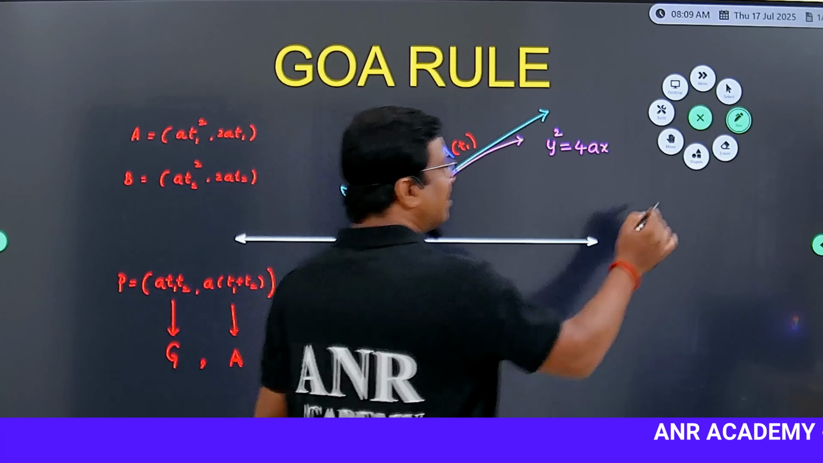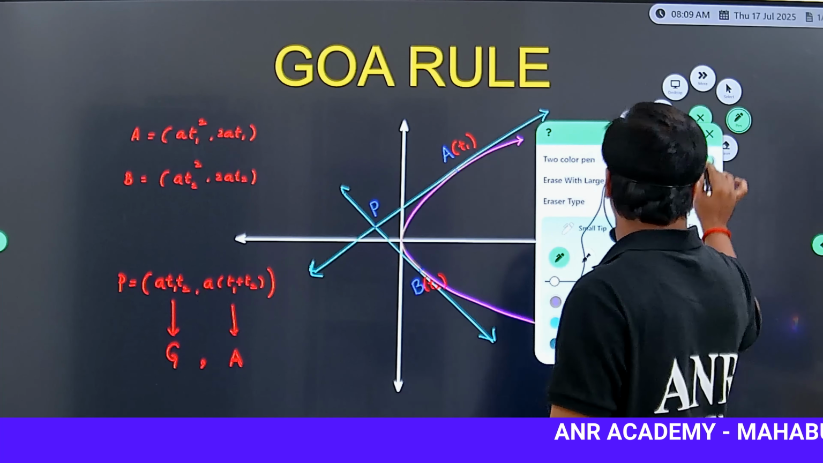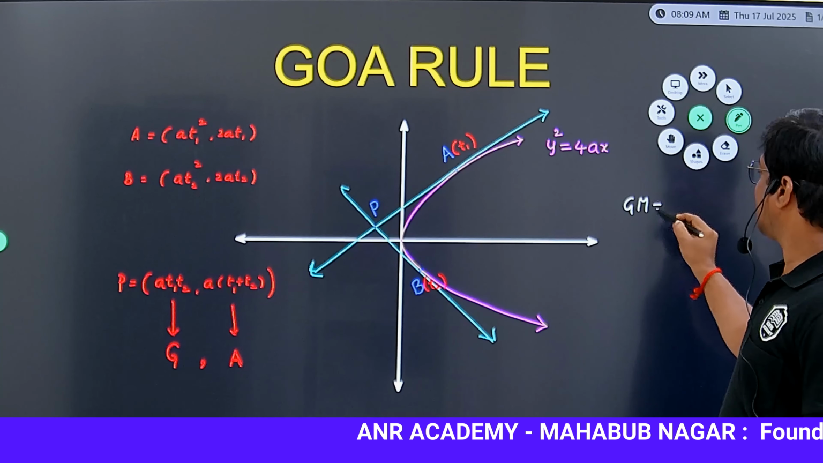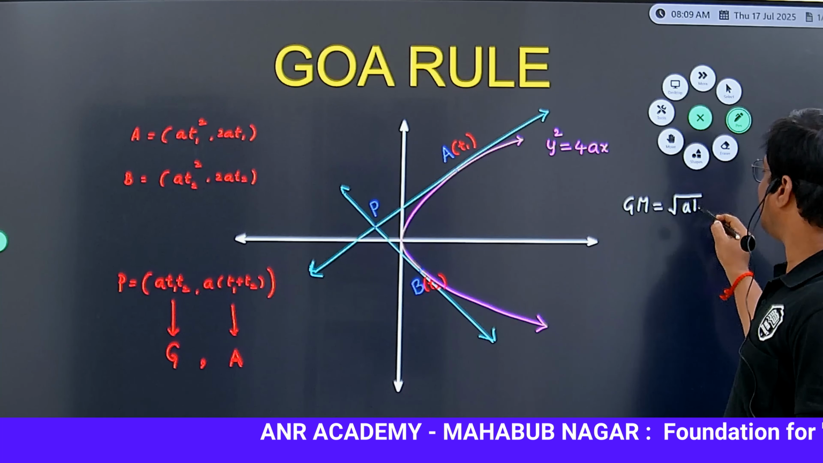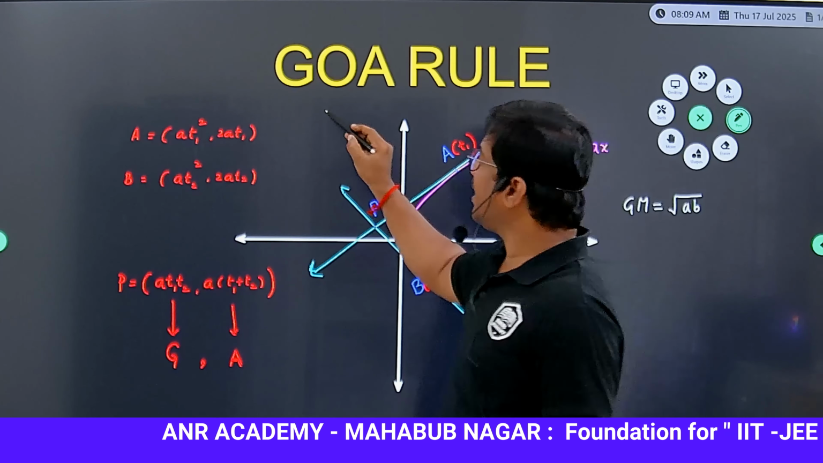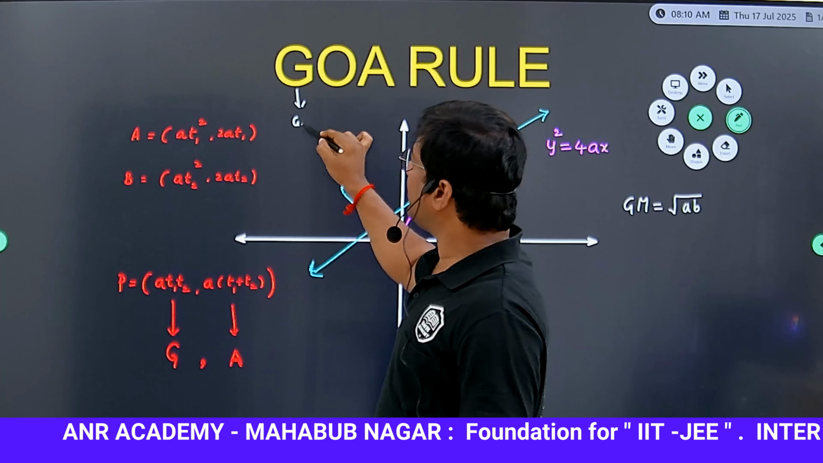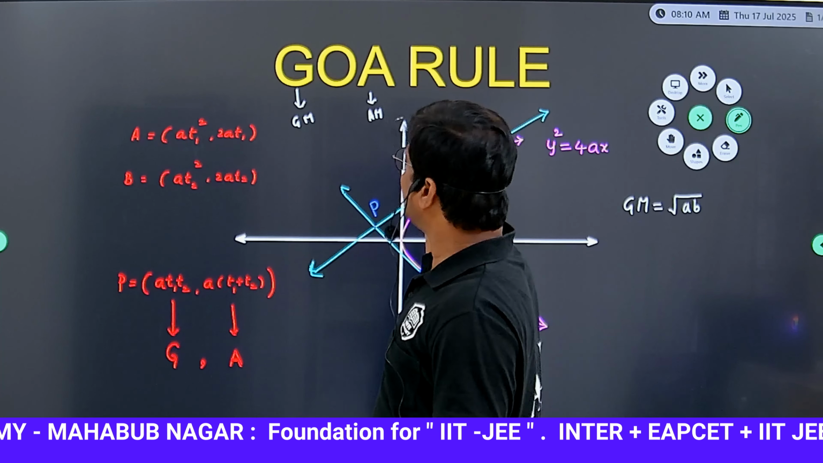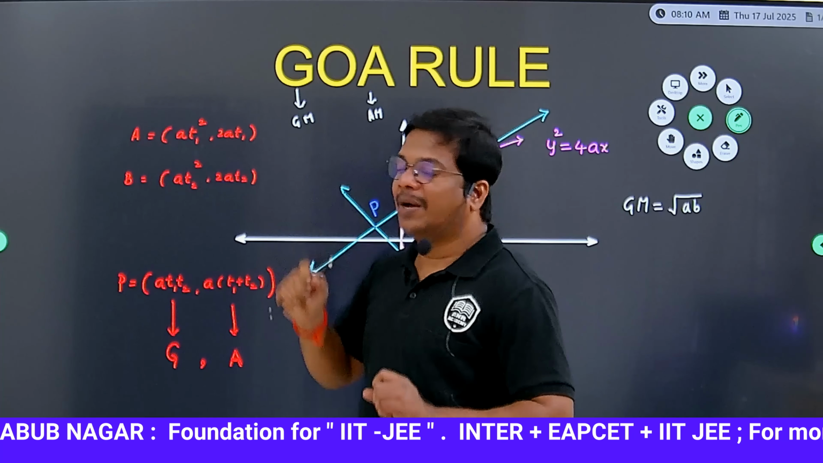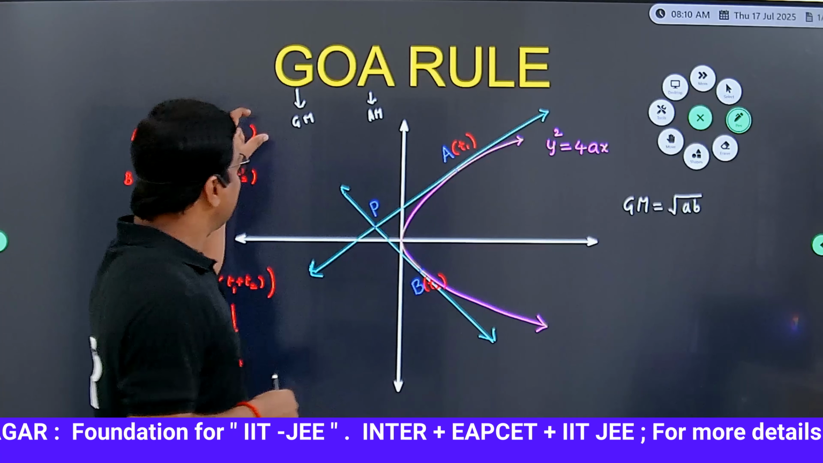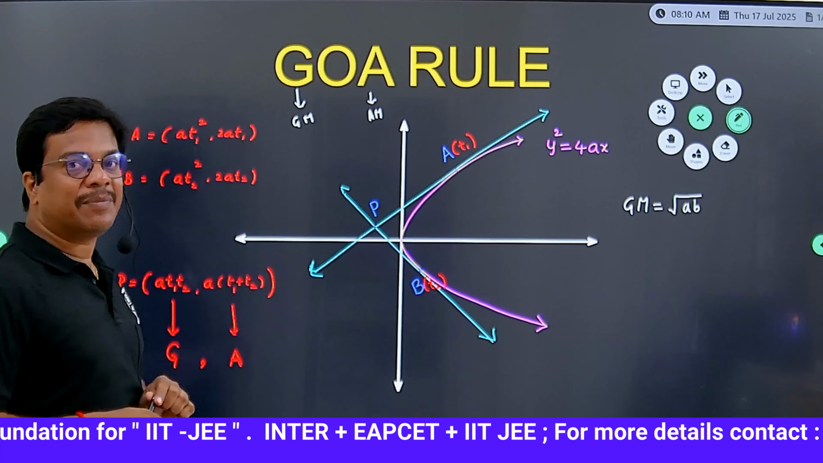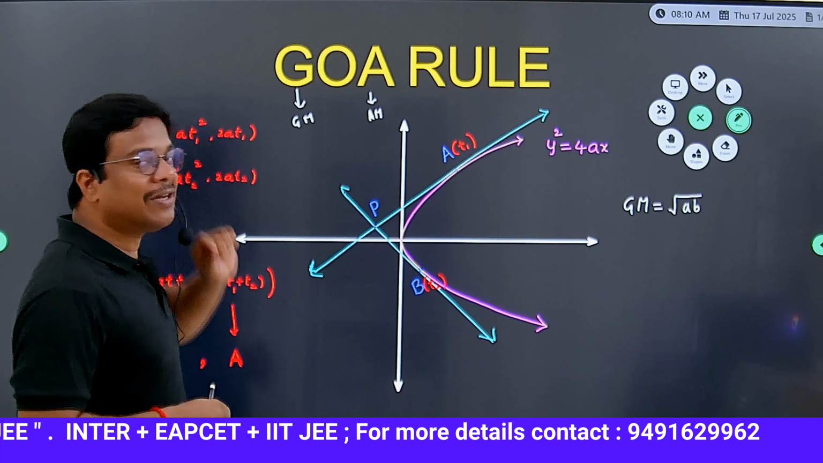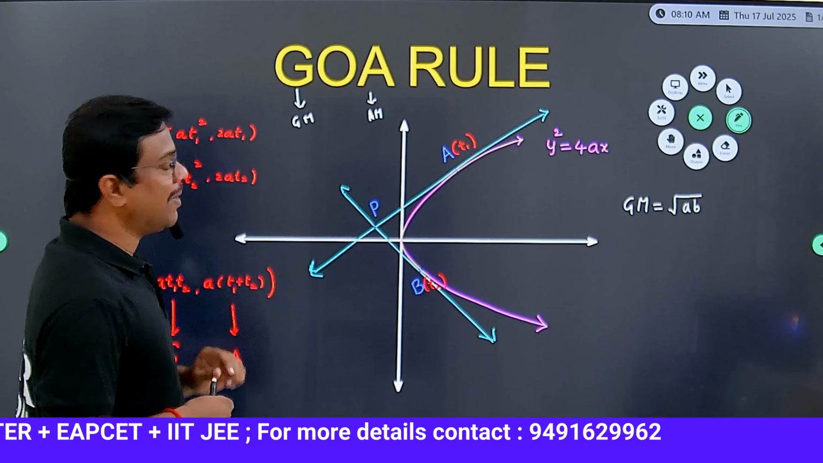We know that geometric mean can be written as root over a into b. Here G indicates geometric mean and A indicates arithmetic mean. Here geometric mean is taken by x coordinates of A and B, and arithmetic mean is taken by y coordinates of the points capital A and capital B.